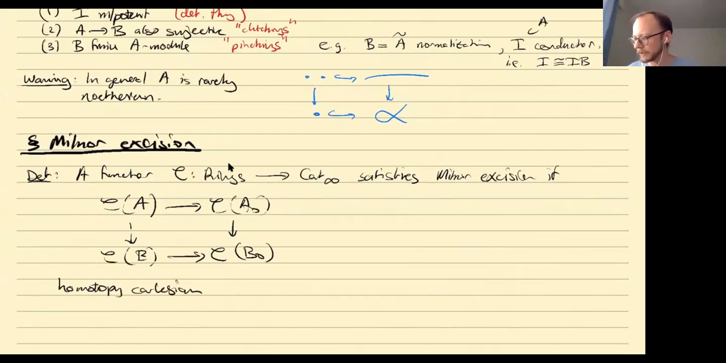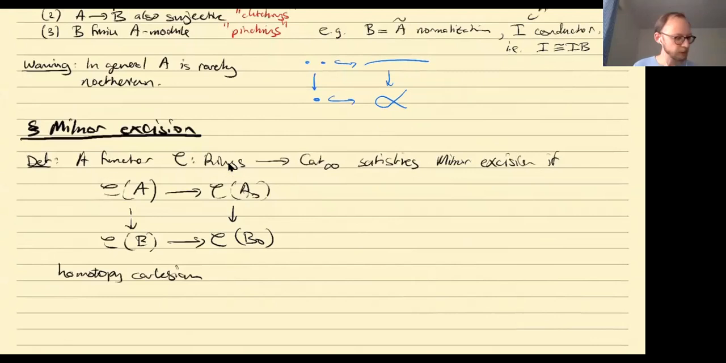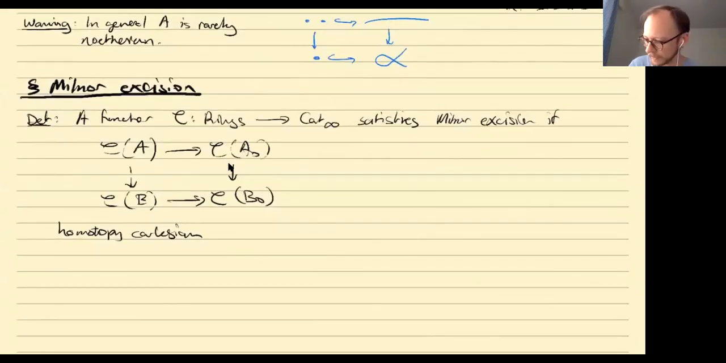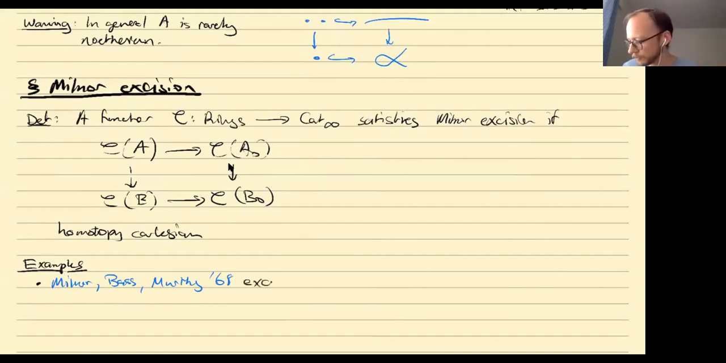And yeah, I'm not super good at the history here, but I think, as the name suggests, it is at some point due to Milnor, and also to Bass, and I also see Murthy being mentioned here. So in the late 60s, where the easiest first case is that excision holds for vector bundles.